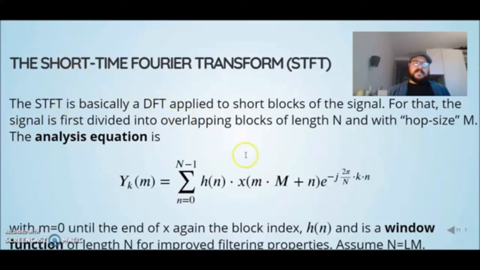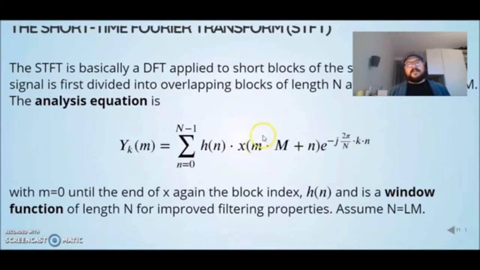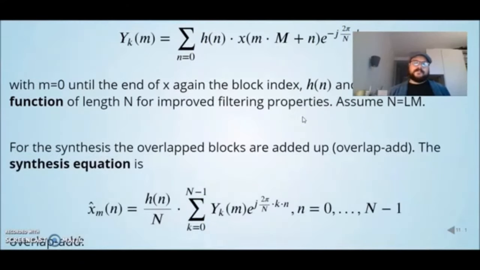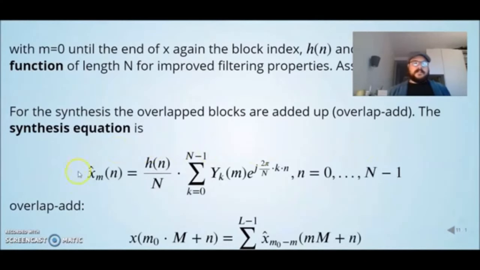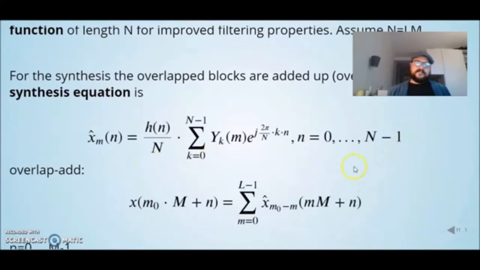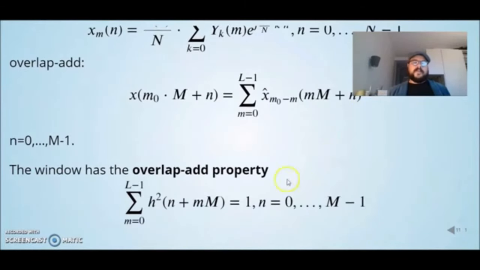So here is the analysis equation. So we have m as the block index, and h of n is a window function. In the synthesis part, we have the synthesis equation, and the overlapping blocks are added up, which is called the overlap add. And also the window has the overlap add property defined here, that it equals 1.